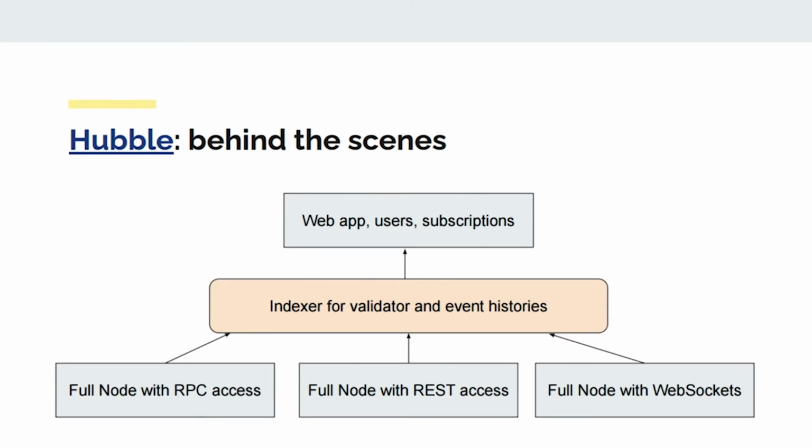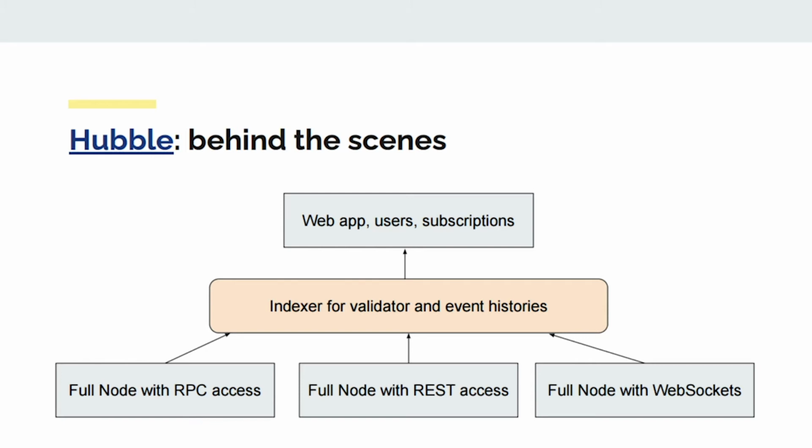To get a website like we just showed, at the bottom layer, where it says full node, there are many different kinds of full nodes, or complete lists of the ledger of a blockchain. Some have RPC access, some have REST access, some have GraphQL interfaces, some have WebSocket interfaces. But you need to figure out a way to grab all those different sources of information.